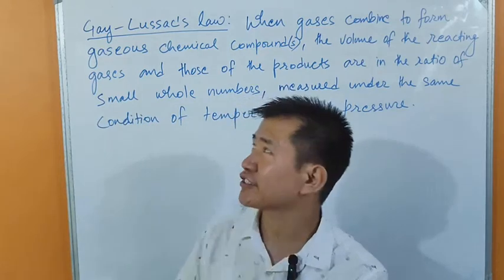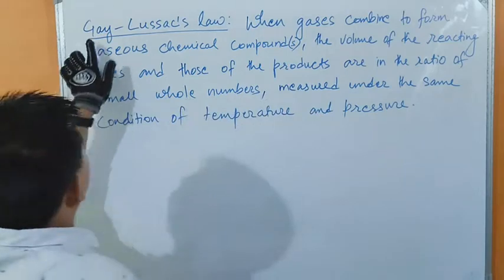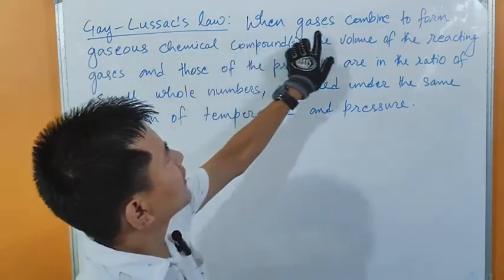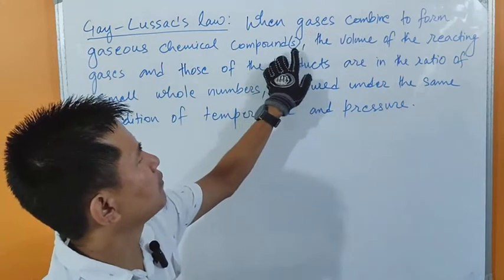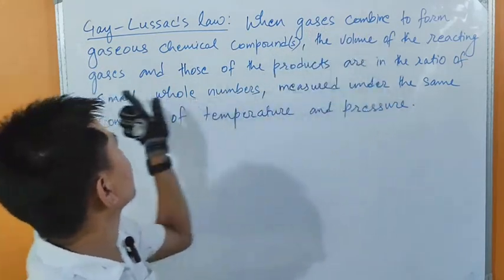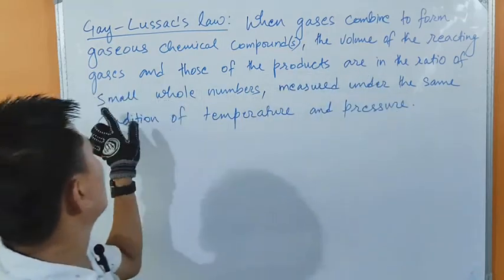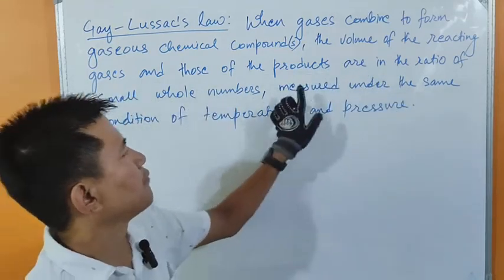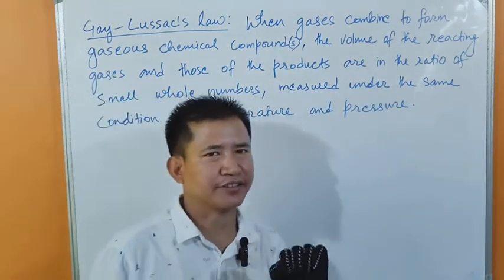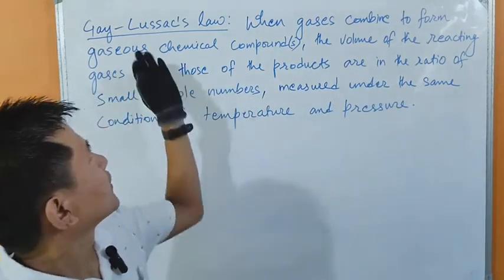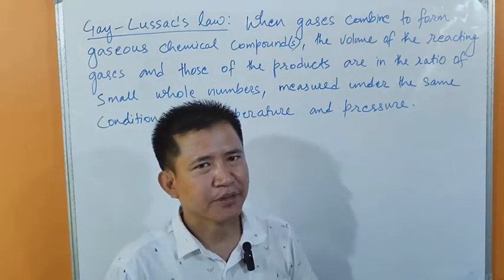Let us first read the statement of the law and then we will understand, okay? Gay-Lussac's law: When gases combine to form gaseous chemical compound or compounds, the volume of the reacting gases and those of the products are in the ratio of small whole numbers, measured under the same condition of temperature and pressure. This is Gay-Lussac's law of gas. Okay, it is very simple.